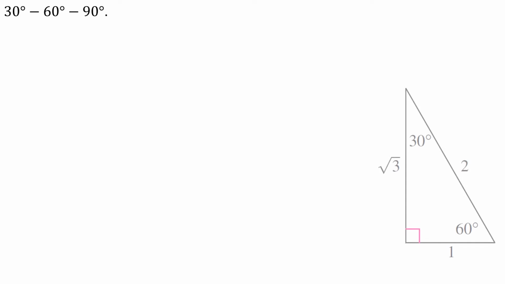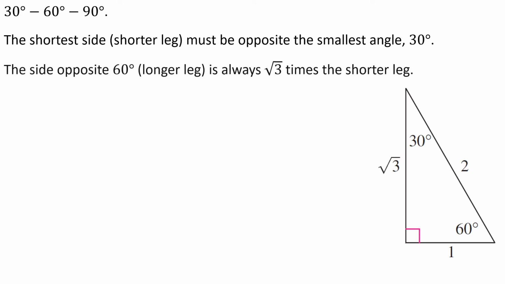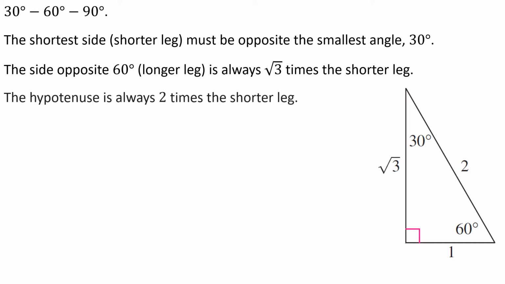The other special triangle is the 30, 60, 90 triangle. Now, the shortest side, the shorter of the two legs, must be opposite the 30-degree angle. The side opposite the 60-degree angle is the longer of the two legs, and it is always square root of 3 times the shorter leg. And then the hypotenuse is always 2 times the shorter leg. Notice that everything is compared to the shorter leg.